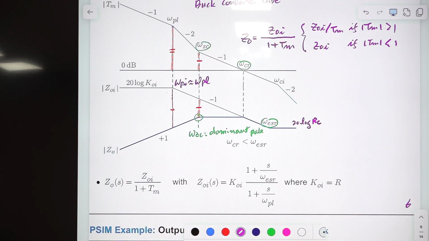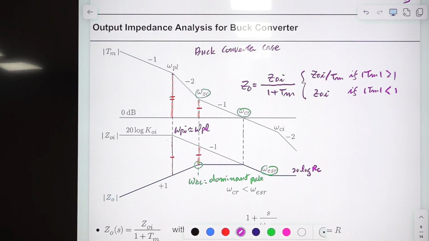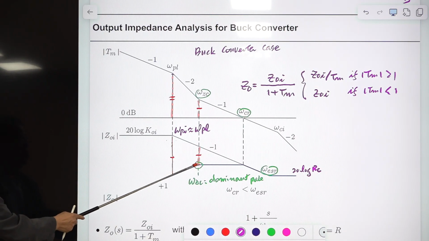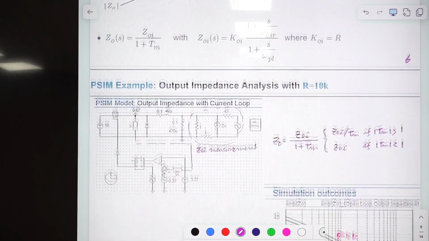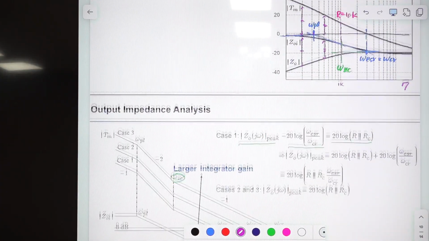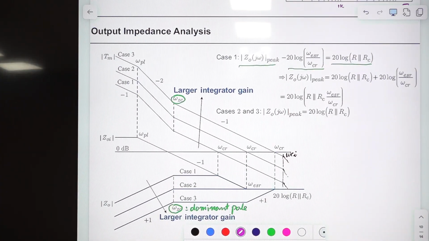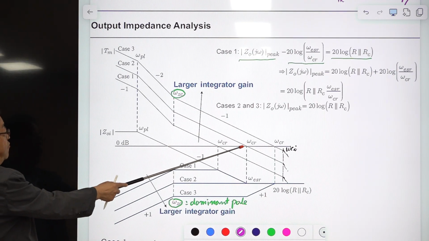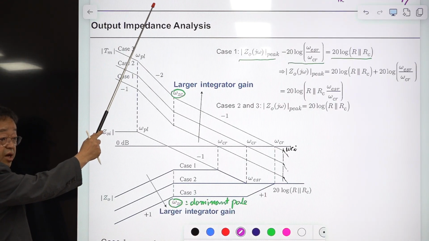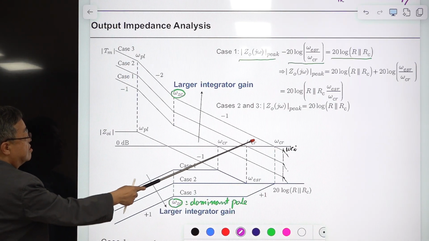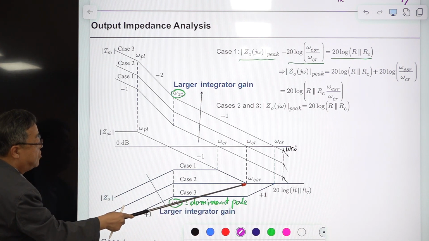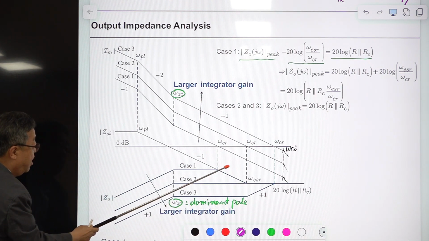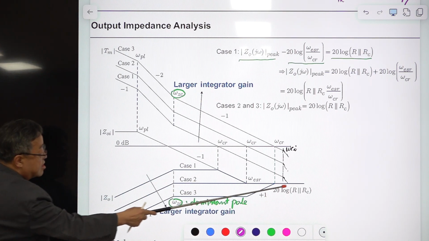I intended to say this omega GC becomes the dominant pole here. Okay, but this is the special case, and for this, I simulate or analyze three different cases. This is the case we covered in the previous lecture slide, where this loop gain crossover frequency occurs at the omega ESR. In that case, the output impedance was something like this.